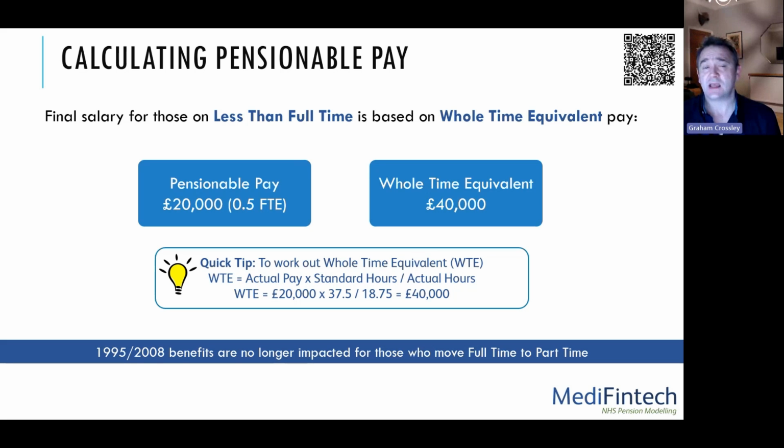So what this means is that now that nobody is actually contributing and building up new service within the old final salary schemes, if you move from a full-time role to a less than full-time role, it's not going to impact your pension. It will do for the career average revalued earnings scheme, and we'll come on to that in a moment. But for these old final salary schemes, going less than full-time towards the end of your career won't make a jot of difference now to how that pension award is going to be calculated.